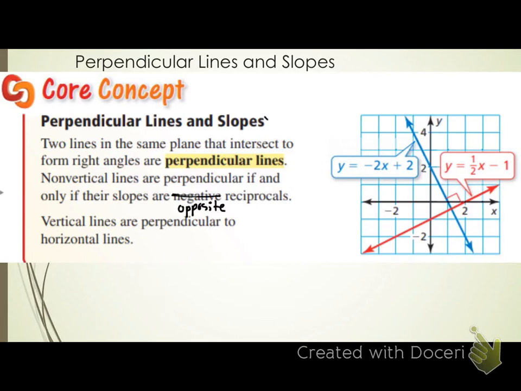What if I gave you negative 1/3? And I wanted you to give me the opposite reciprocal of this. What would that be? Positive 3. Yep. The opposite of negative is positive, and 1/3 would become 3/1, which is just 3. So the opposite reciprocal of negative 1/3 is positive 3. Does that make sense?